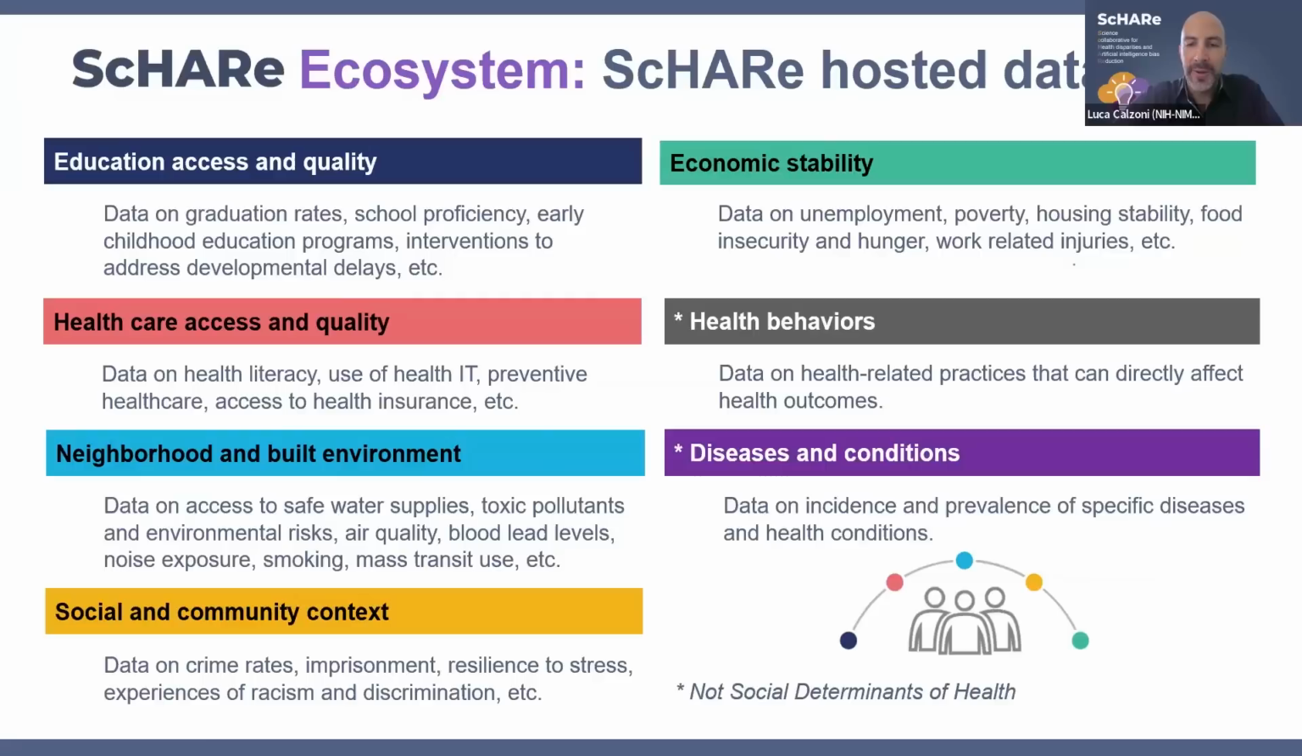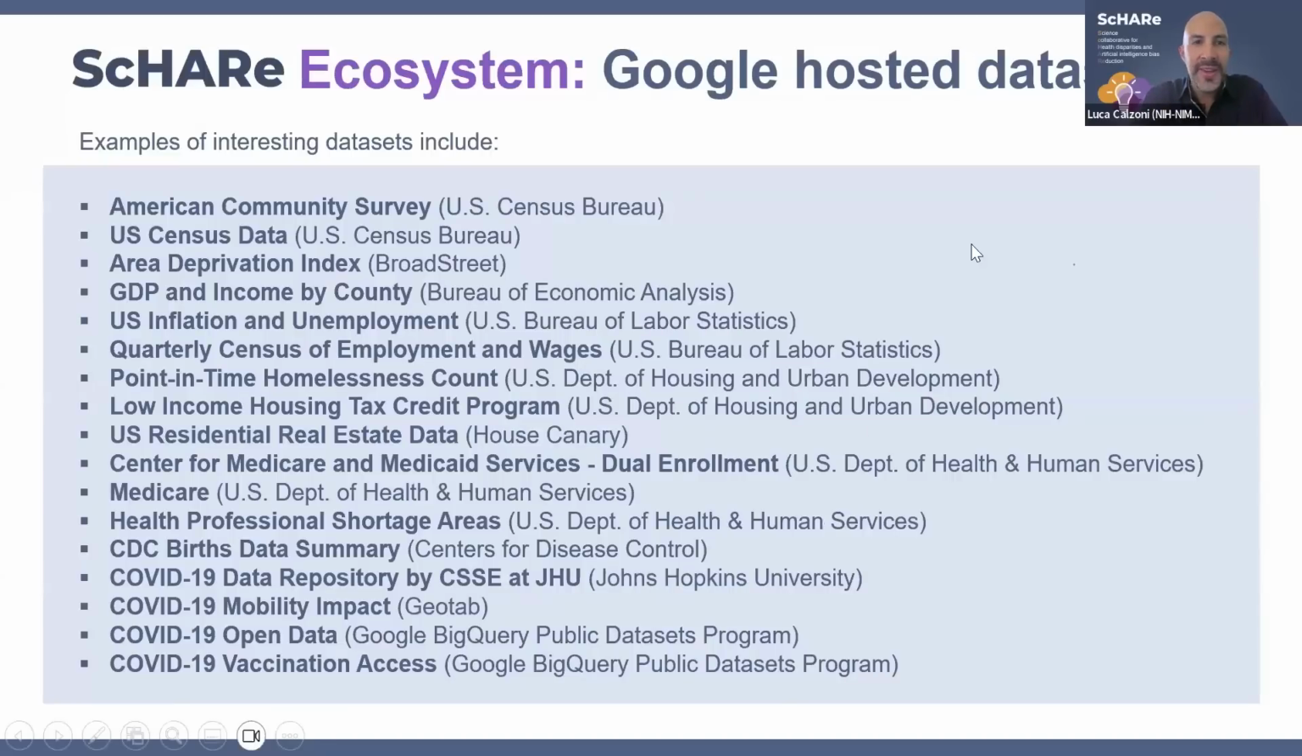And finally, those two categories that I was mentioning before that we added, they're not social determinants of health, but we do host data on health behaviors, so health-related practices that can affect health outcomes, and diseases and conditions, so incidence and prevalence of specific diseases and health conditions. And you can see here some examples of some of the data sets that we host. These are the ones hosted by Google, and you can recognize some popular data sets there. So the ACS, American Community Survey, for example, or the Area Deprivation Index. And the slides will be distributed, so I won't go over each of them.